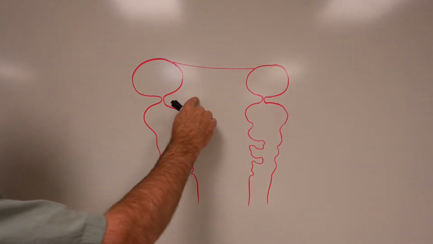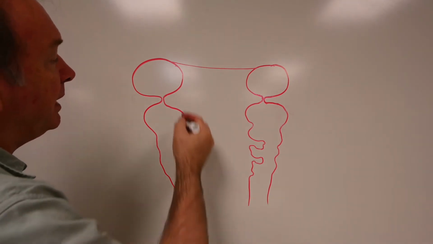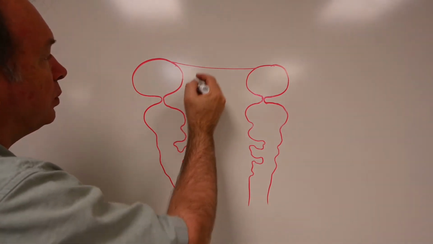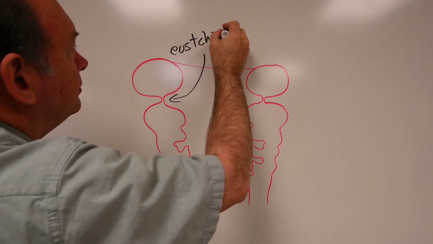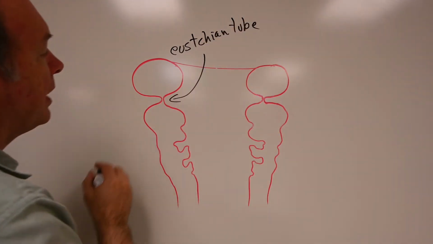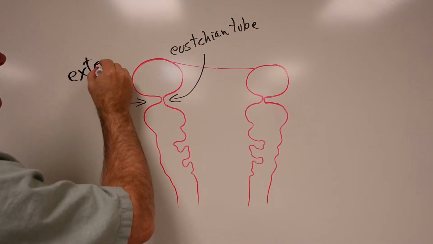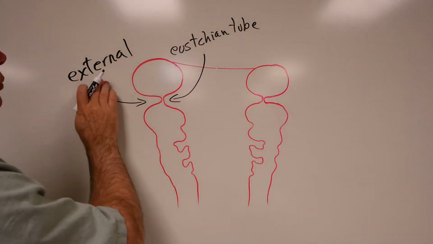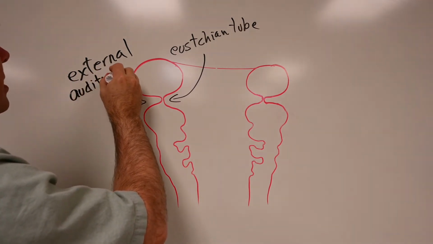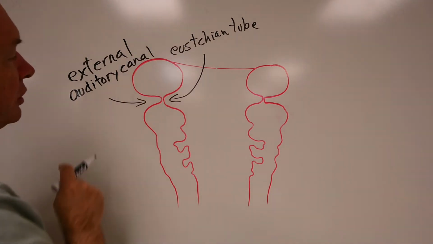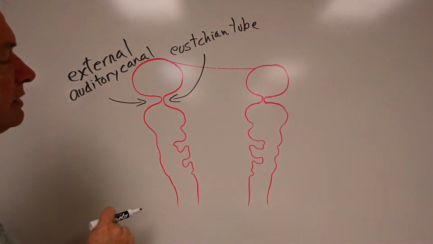Recall that this was pharyngeal pouch number 1. This was pharyngeal cleft number 1. This becomes your eustachian tube right here between arch 1 and arch 2. So this would be your external acoustic meatus. I'm going to just put auditory canal. Your external auditory canal, there from the first cleft on the outside.